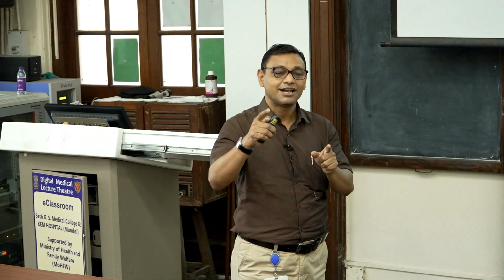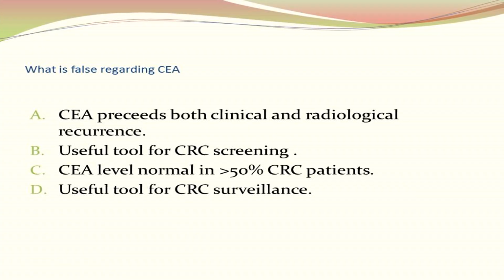So CEA is the best indicator to say whether in future I am going to develop the recurrence or not. That's why it precedes both clinical and radiological. I may not have symptoms, that means clinical. I may not have any investigation to suggest a recurrence, but a rising CEA level may suggest that I might develop a recurrence. That's why this statement is true.